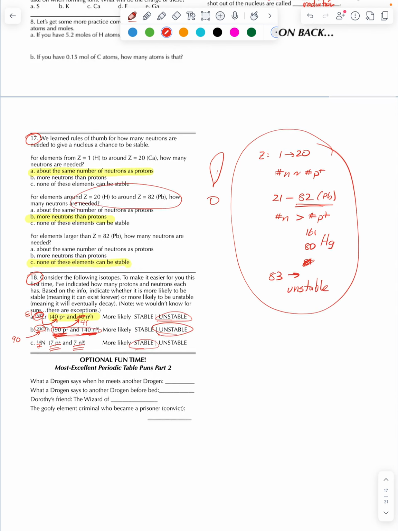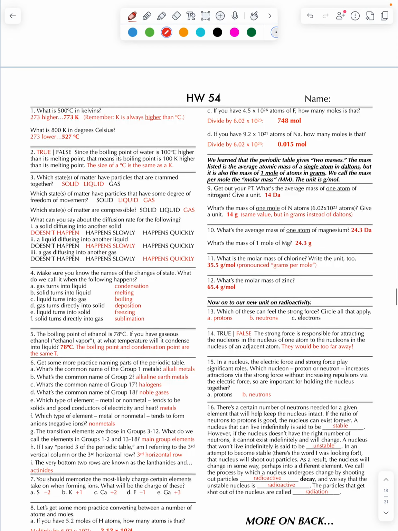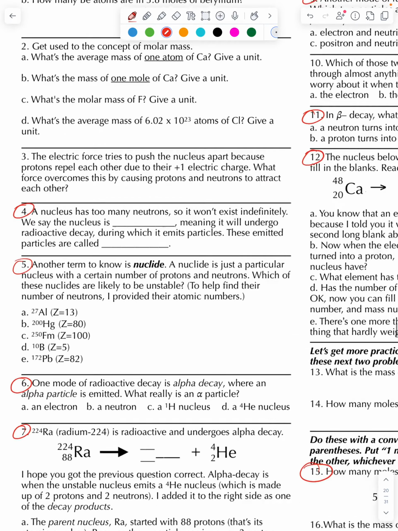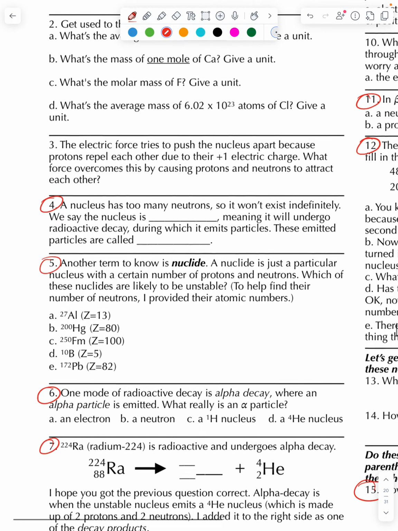Okay, I know this is getting pretty long, but let's keep going. Let's take a look at radioactivity. I've already covered this. If it has too many neutrons, let's say, it won't exist. We say the atom or the nucleus is unstable, meaning it will undergo radioactive decay and it emits particles we call radiation.